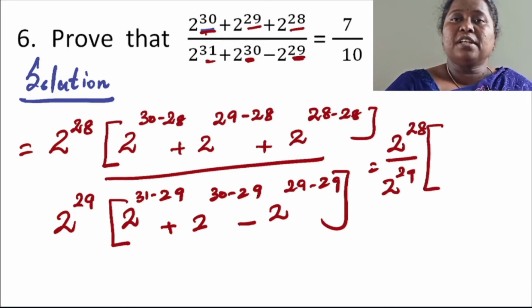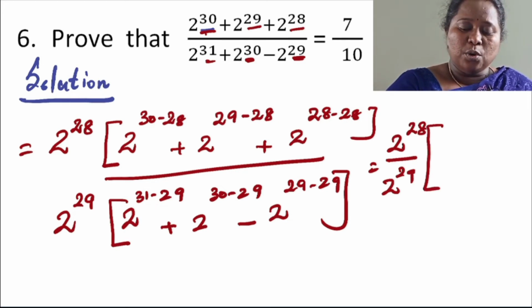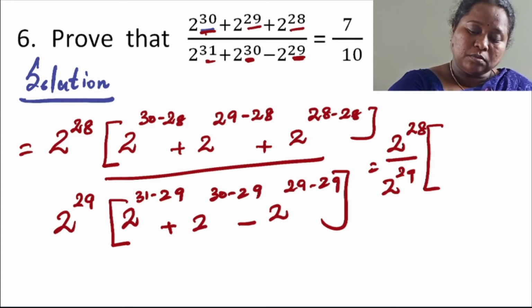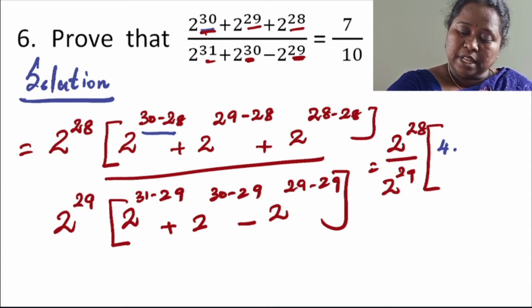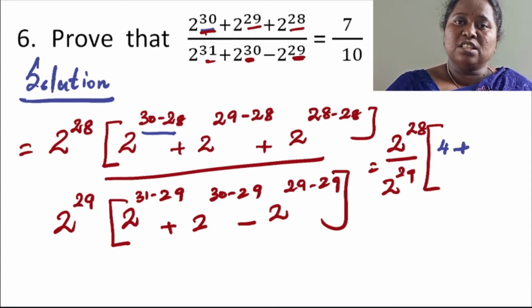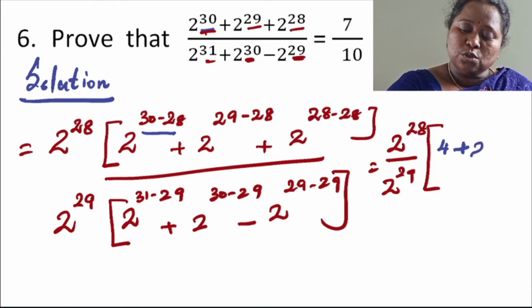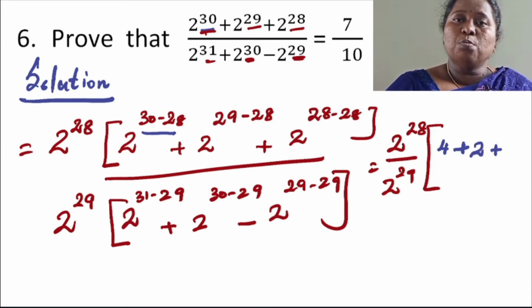In both numerator and denominator, let me check. 2 power 30 minus 28, the answer is 2 square, that is equal to 4. The next plus 29 minus 28, that is power 1, so 2 power 1 is equal to 2. Then next, 2 power 28 minus 28, that is equal to 2 power 0. Anything power 0 is 1.